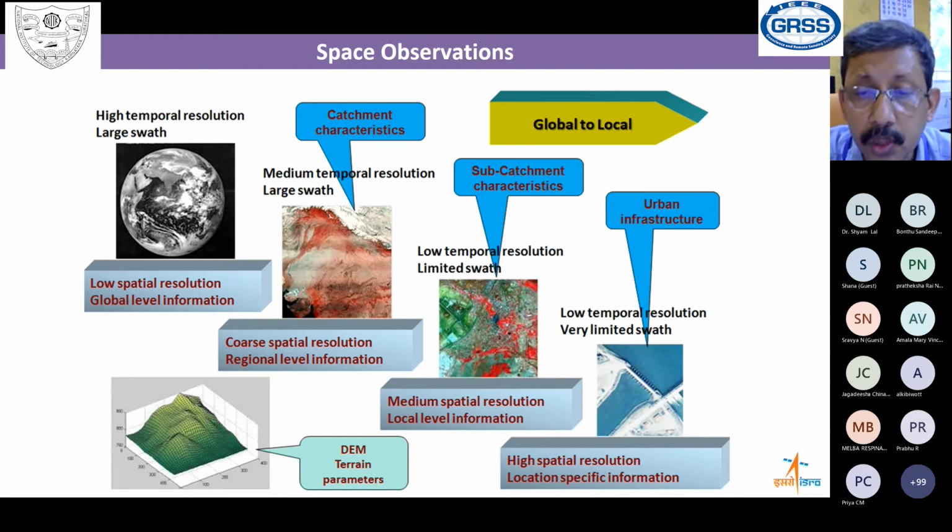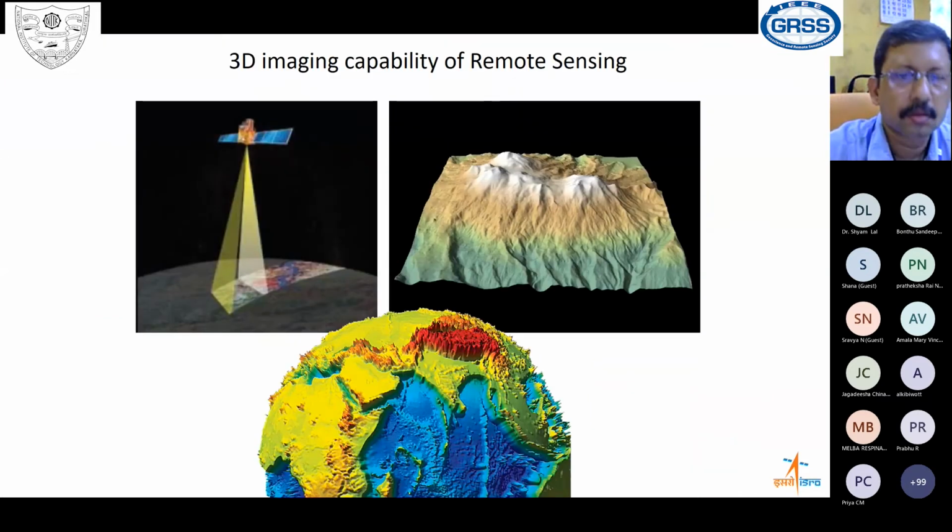The satellites provide local level information, and for assessing the location specific information like building or infrastructure, we have the high spatial resolution data. Apart from that, satellites also provide the digital elevation model to identify the terrain parameters. And these terrain parameters are derived through the 3D imaging capability of remote sensing. So it's basically a satellite which can image from two angles, and these two images are digitally modified to provide the 3D view of a particular area.